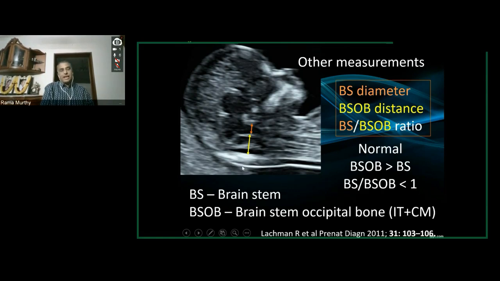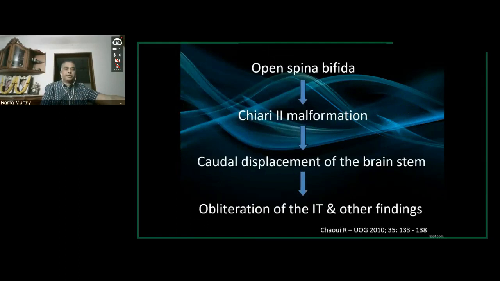You eyeball it, that's enough. If there are doubts, only then you get into the mode of measurement, right? So that is the brainstem diameter, the brainstem occipital bone distance, and the ratio. So you have 3 things to understand, and that can help us in cases where you feel there's an abnormality.